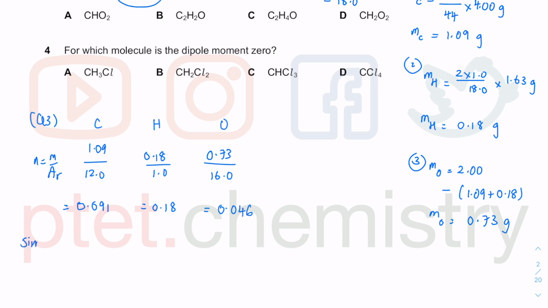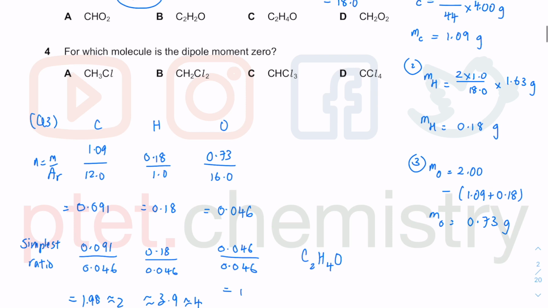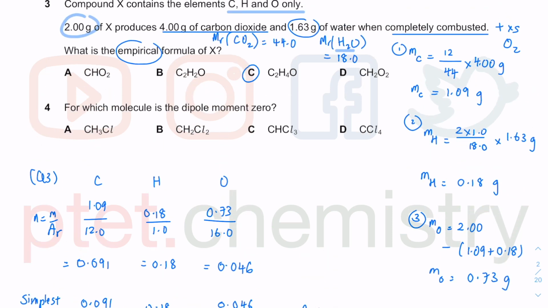We wanted the simplest whole number ratio. So I don't know whether I'll get the whole number ratio or not, but the smallest number there is 0.046, and then 0.18 also divided by 0.046, and then 0.046 divided by itself. So that is just going to give me 1. So 0.091 divided by 0.046, that looks like 1.98. Give or take, that should be 2. And then 0.18 divided by 0.046, that is 3.9. So give or take, that should be 4. So C2H4O, this is the empirical formula. C2H4O, there's option C there.